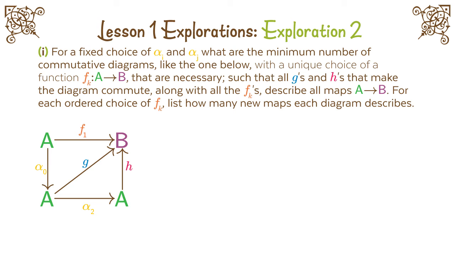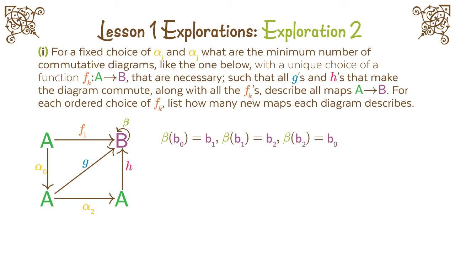But if we fix FK to F1, then add an endomorphism on B, specifically a permutation, a 3 cycle beta, where beta B0 is equal to B1, beta B1 is equal to B2, and beta B2 is equal to B0. Then we can describe all the maps A to B with this single commutative diagram. To understand why, let's take a closer look at beta.